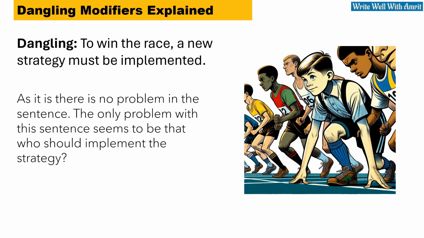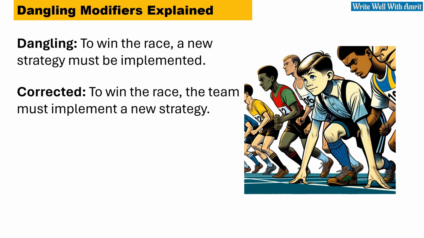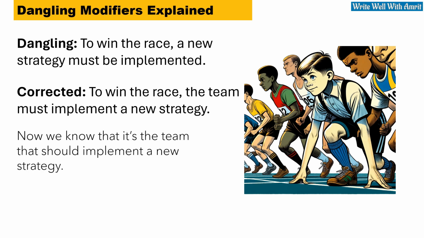Dangling. To win the race, a new strategy must be implemented. As it is, there is no problem in the sentence. The only problem with the sentence seems to be that who should implement the strategy. Corrected. To win the race, the team must implement a new strategy. Now we know that it's the team that should implement a new strategy.